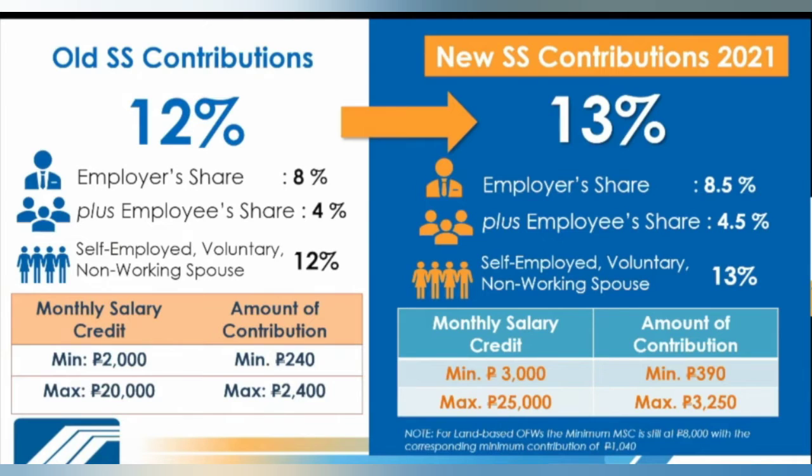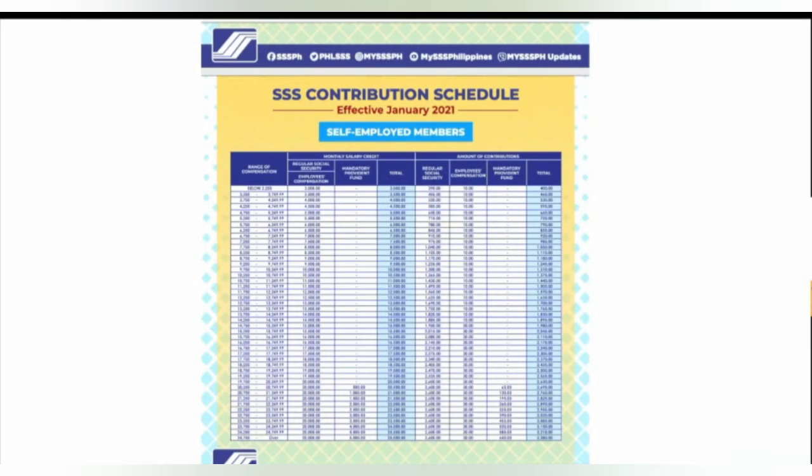But kindly take note, for the land-based OFWs, the minimum monthly salary credit is still at 8,000 with a corresponding minimum contribution of 1,040 pesos. So, ito po, napapakita lang natin ang contribution schedule as of 2021.